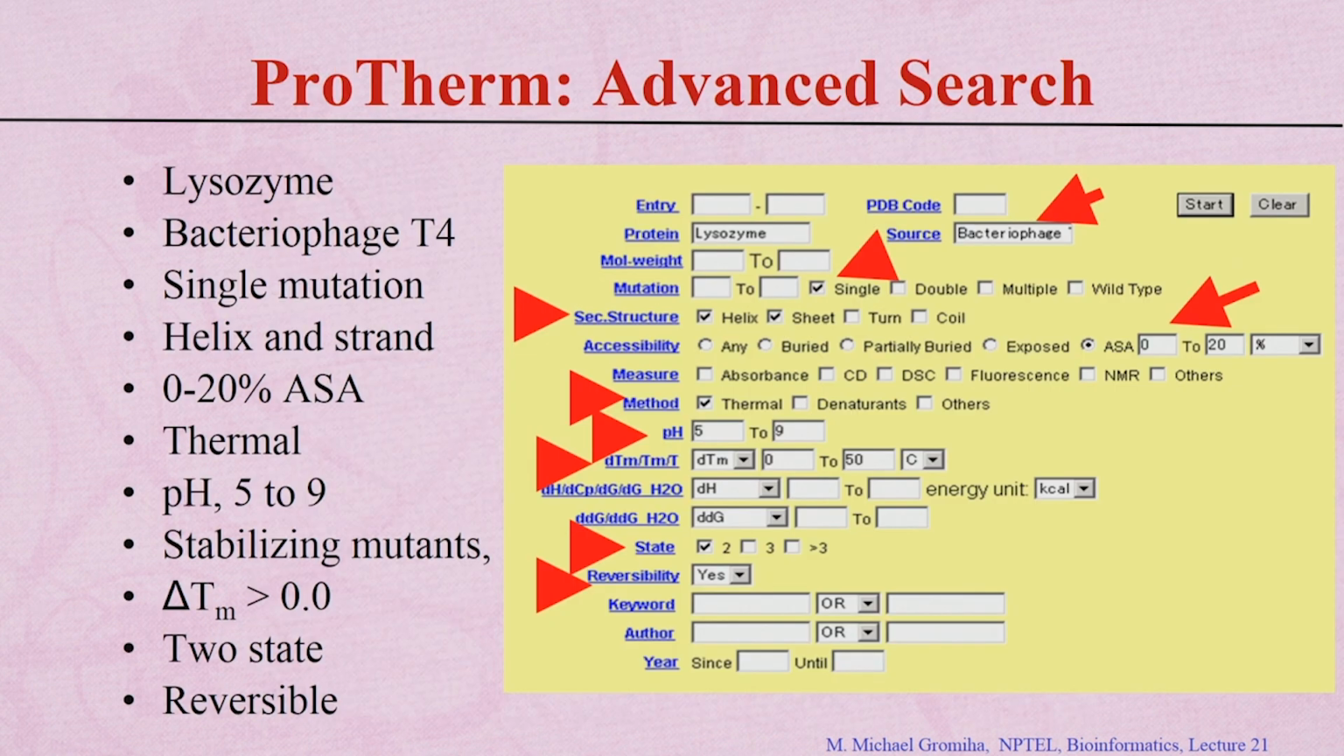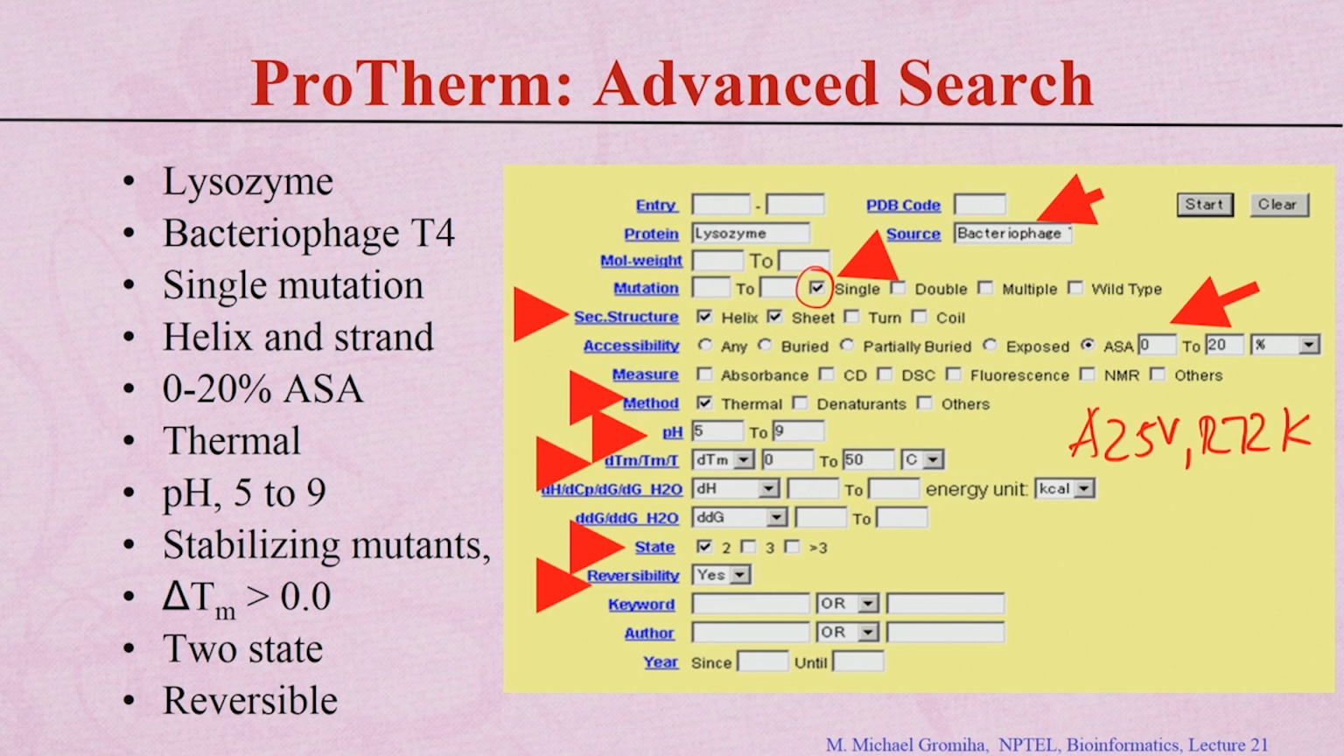Then for the advanced search, we have given different options. We can search with the protein name, with the source, and with the mutation. For example, if you are interested only in single mutations, you can click on single mutation. If you want to see the additivity effect of double or multiple mutations, for example, you have a double mutation, A25V and R72K.